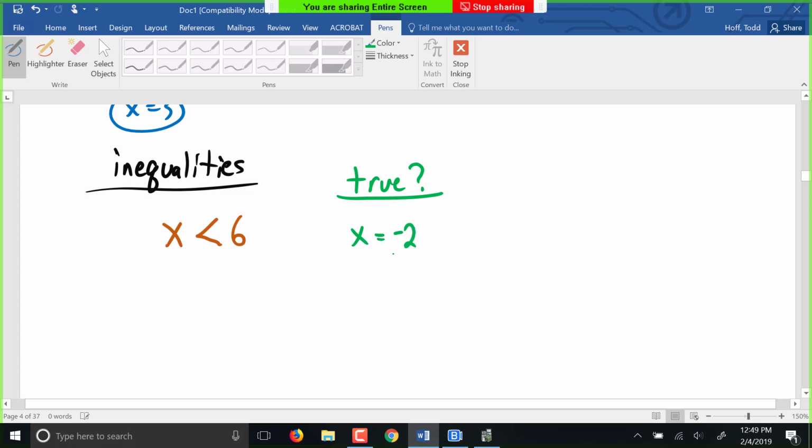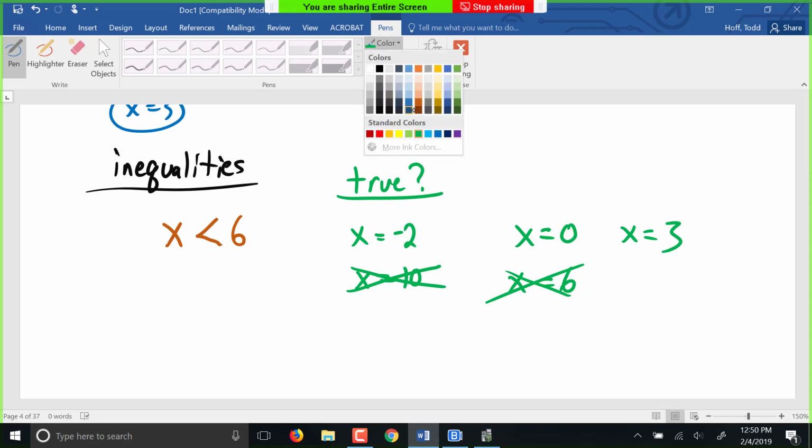If x equals -2, is that true? Is -2 less than 6? Yes, it is. If x equals 0, is that true? Yes, 0 is less than 6. If x equals 3, is that true? Yeah, 3 is less than 6. If x equals 10, no, 10 is not less than 6. If x equals 6, is that true? No, it's not. 6 is not less than 6.